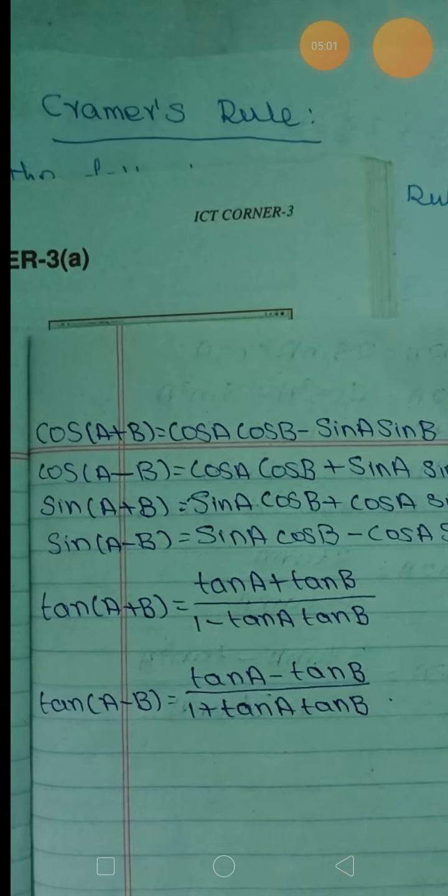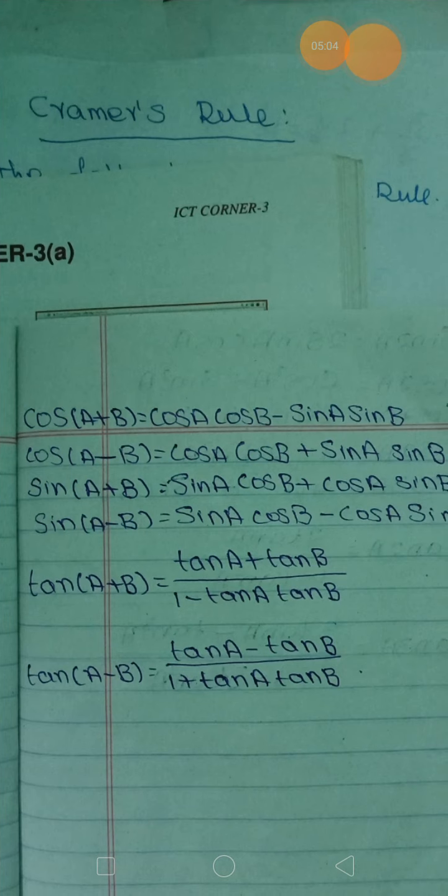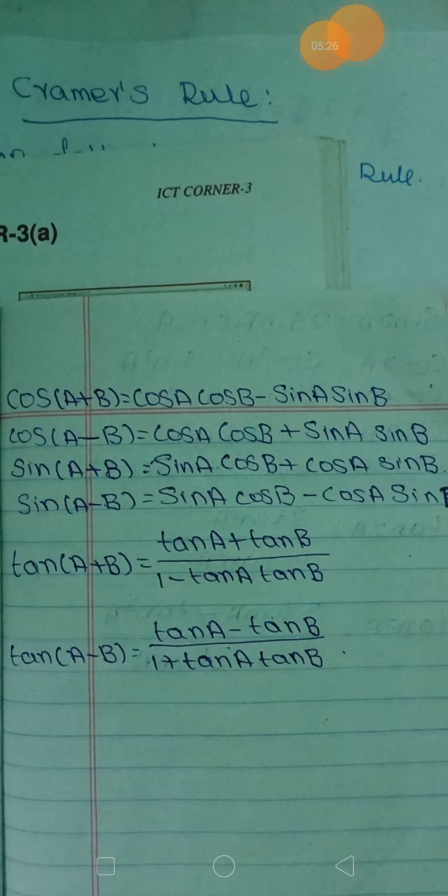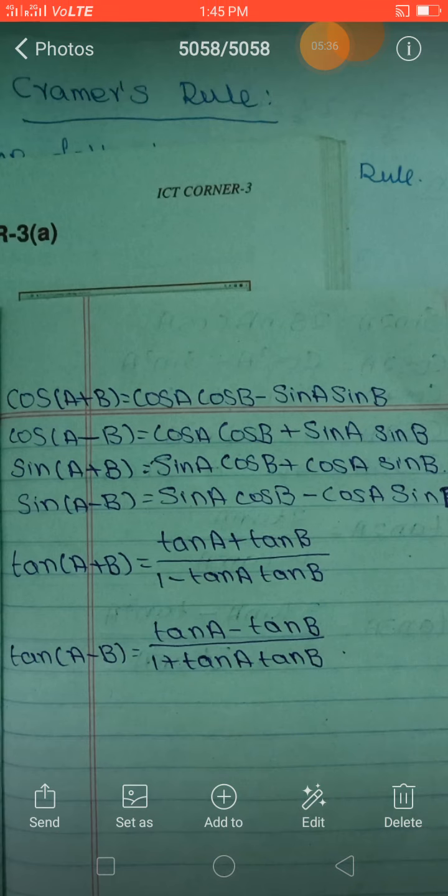Cos of a plus b, I can write cos a cos b minus sin a sin b. I already said that example also. And then cos of a minus b, I can write cos a cos b plus sin a sin b. Sin of a plus b is equal to sin a cos b plus cos a sin b. So you have to be very careful with the plus or minus. Sin of a minus b is equal to sin a cos b minus cos a sin b. And then tan of a plus b is equal to tan a plus tan b divided by 1 minus tan a tan b. Tan of a minus b is equal to tan a minus tan b divided by 1 plus tan a into tan b.